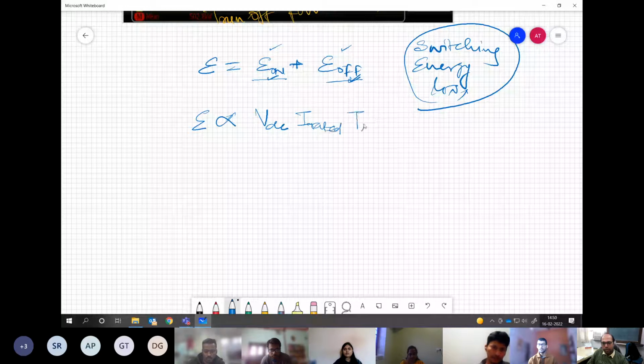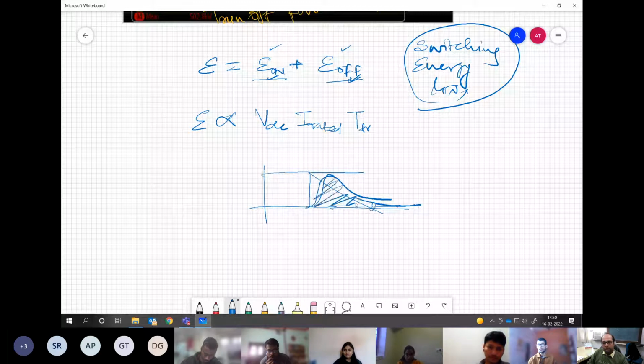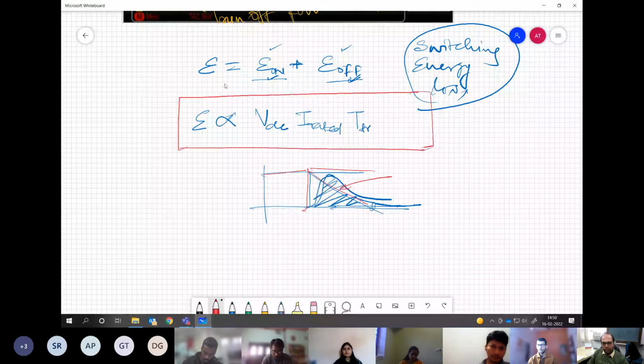Then there is another thing, which is transition time. If transition time is more, you have more energy loss. The area is bigger. If this is large, then you are going to have the loss for a very long time. I'm talking about the area of this graph. So these three parameters affect how much loss there is in one switching transition.